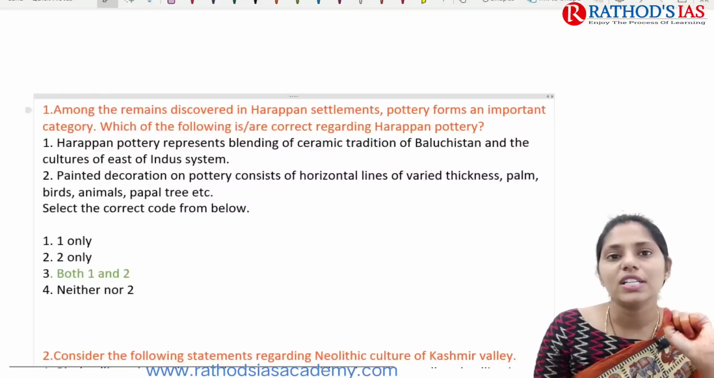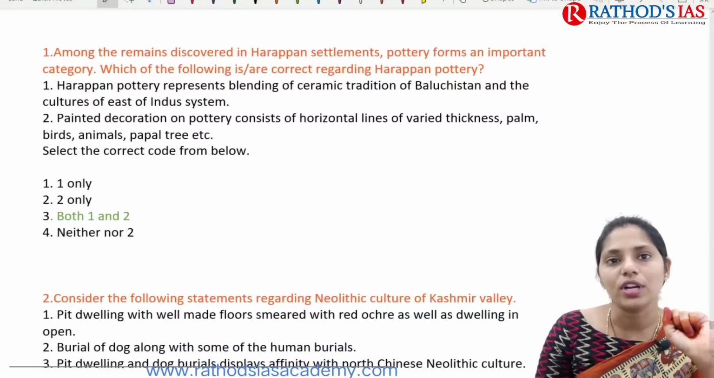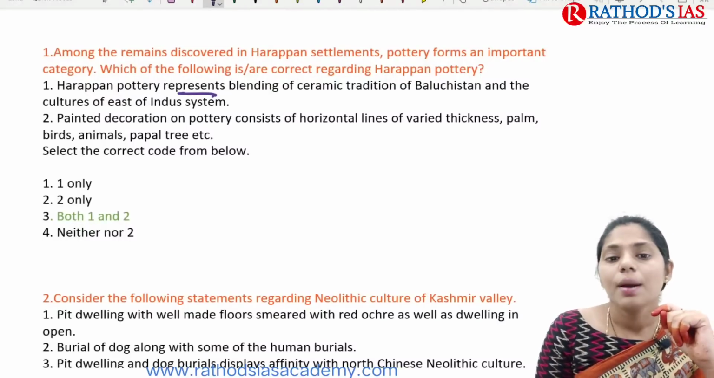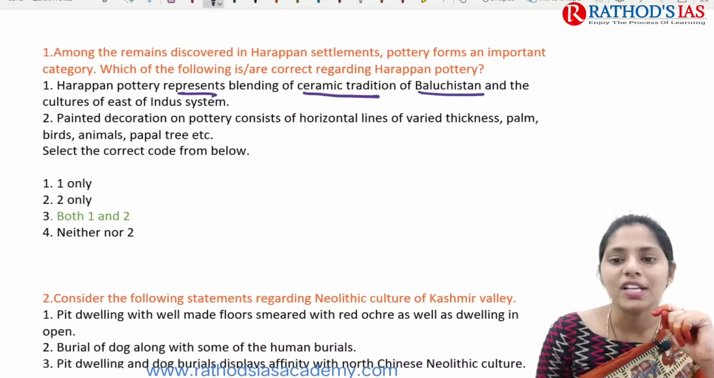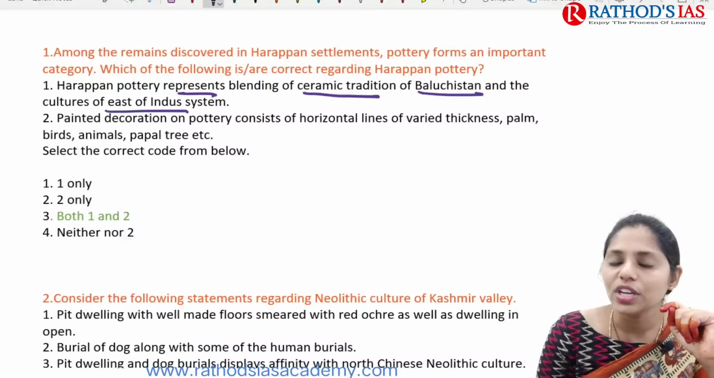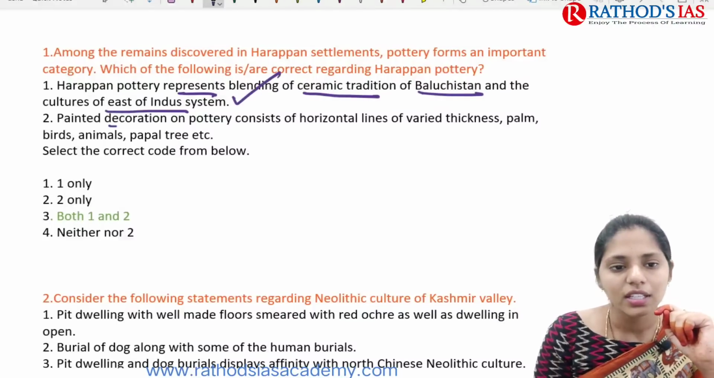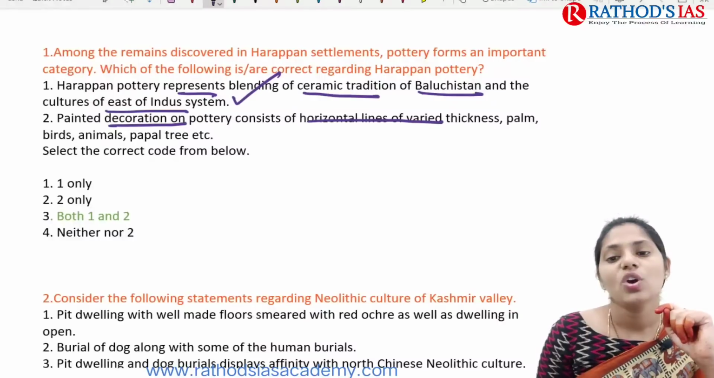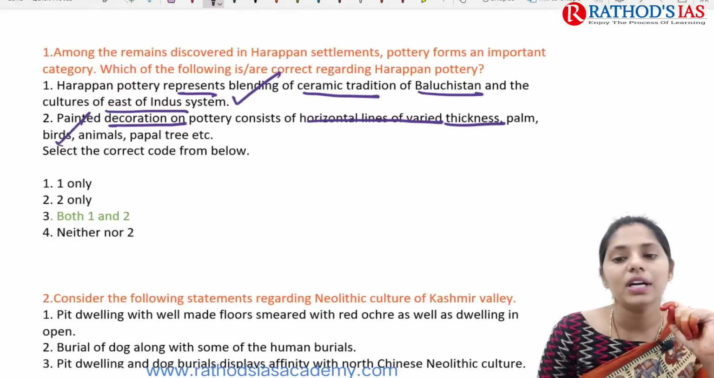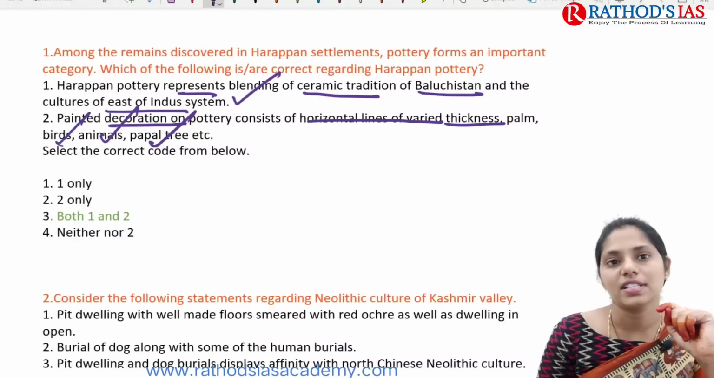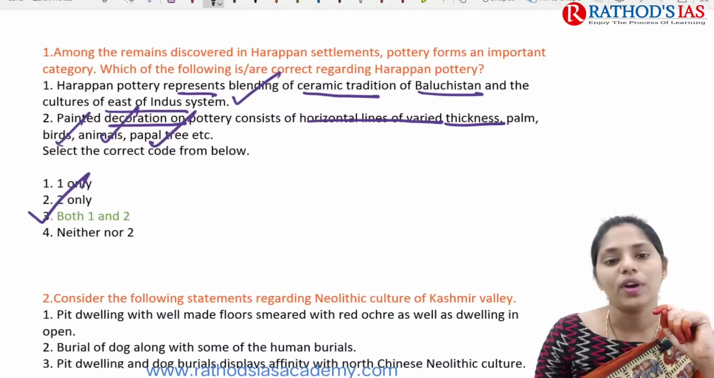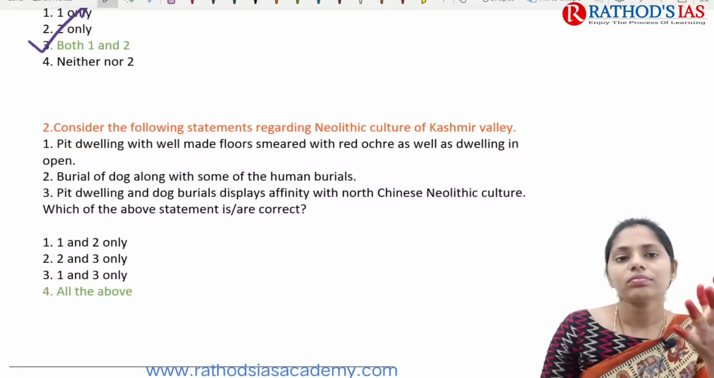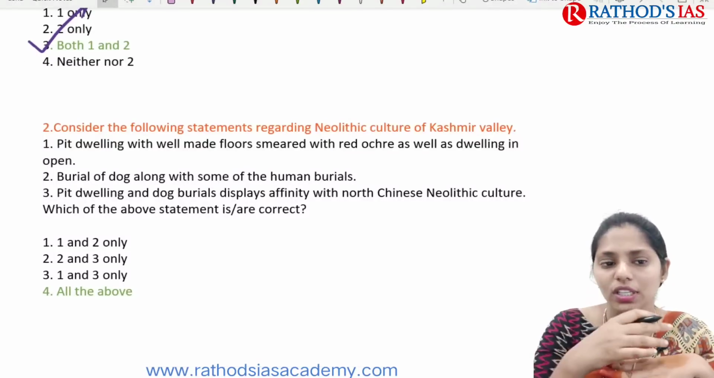Now let us try to see today's questions. The first one is regarding Harappan pottery. The first statement is, Harappan pottery represents a blending of the ceramic tradition of Balochistan as well as the cultures east of the Indus system. Yes, and the painted decoration of this pottery mainly consists of horizontal lines of varying thickness, palm, birds, animals, people, trees, etc. Yes, so the answer is both 1 and 2. And the next question is regarding Neolithic culture, Paleolithic, Mesolithic and Neolithic.